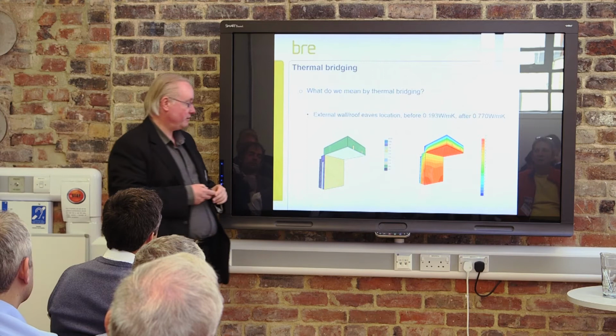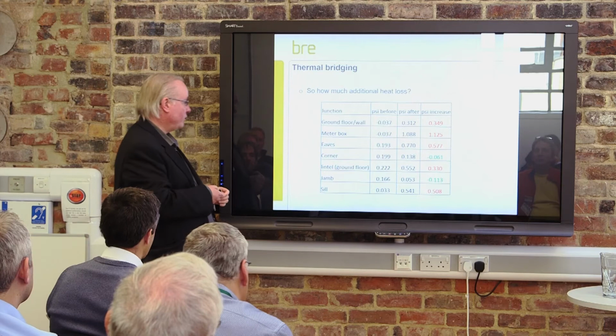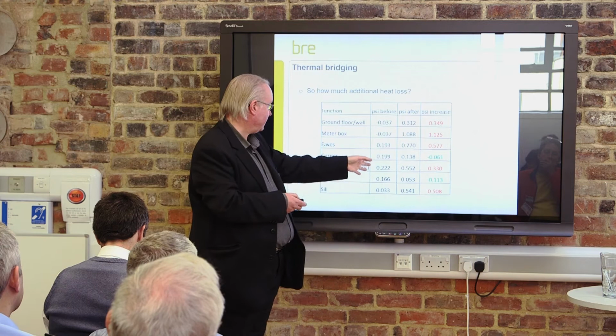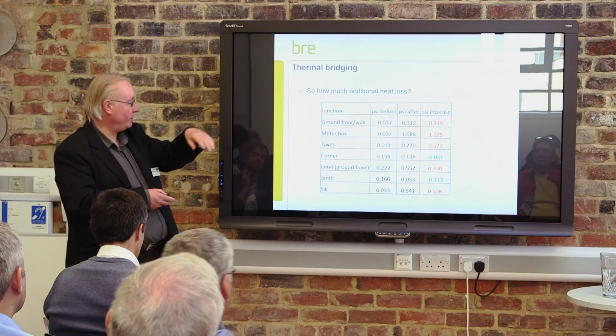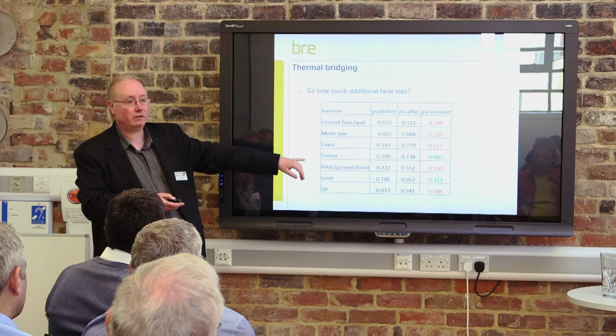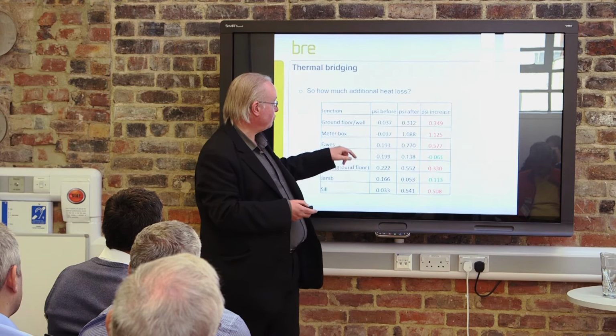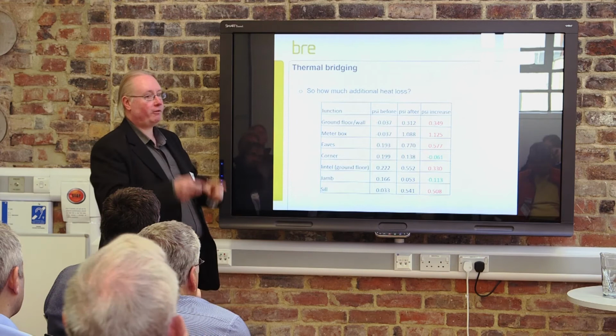So of all the junctions that were modelled, before psi values, some of them quite high, lintel not too bad. The psi value afterwards of the lintel, remember that they didn't try to take any insulation on the underside. But 0.5 is roughly what you have for a steel lintel. So it's no worse in those terms, but what's the important thing is what is the increase in the heat loss, because it's the cumulative effect of the increase in the heat loss that is the issue.